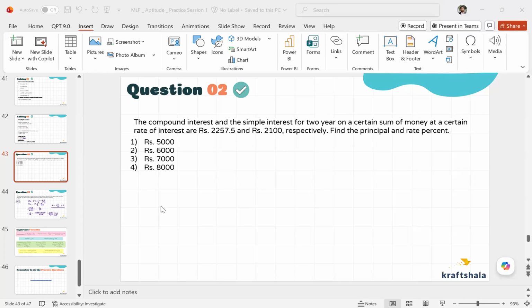Guys, are you being able to do this? Yes, sir. Okay, all right. Give you more time. I want more people to please attempt this because if this is clear, then all the questions related to simple interest, compound interest would be clear.